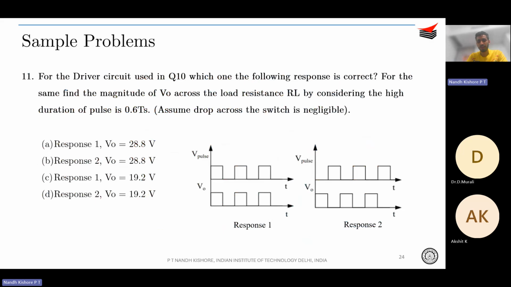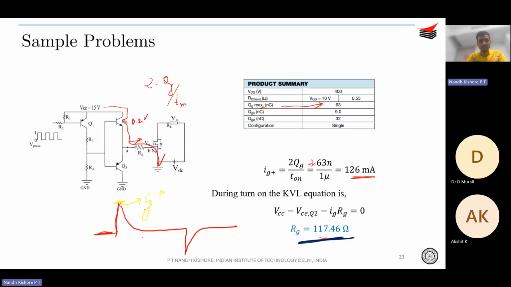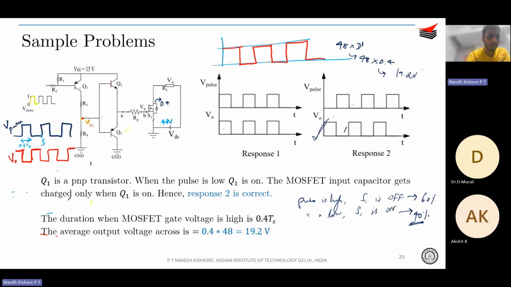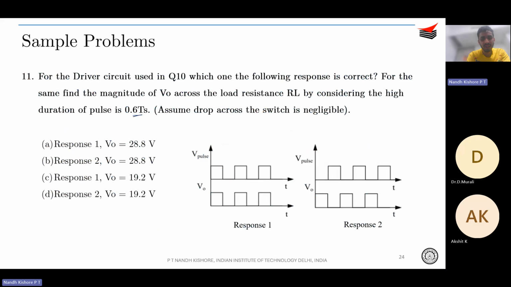Next, they asked, given the base drive circuit, what is the correct response? If your V pulse is something like this, since you have the PNP transistor Q1, your V naught is going to be completely complementary, and they have given that the pulse is 0.6 TS. Therefore V naught would simply be 0.4 TS, correct? This would be 0.4 TS.